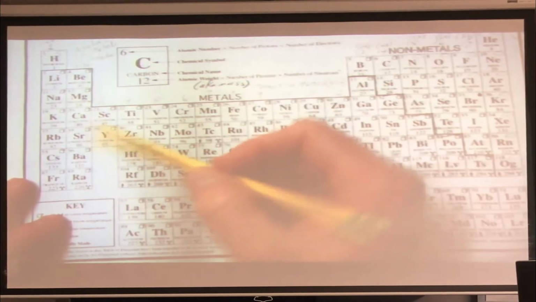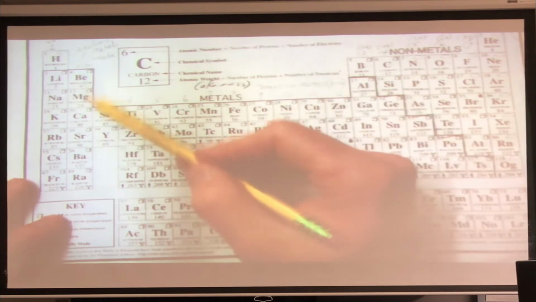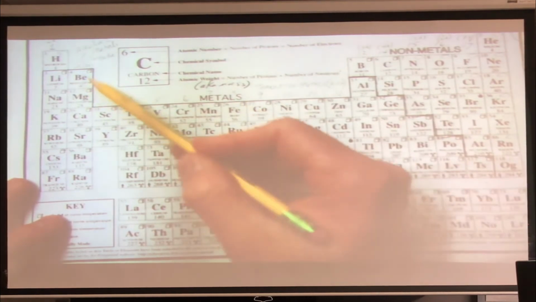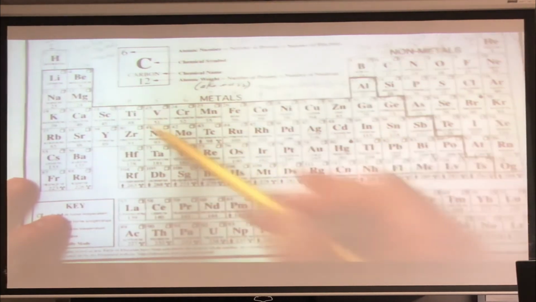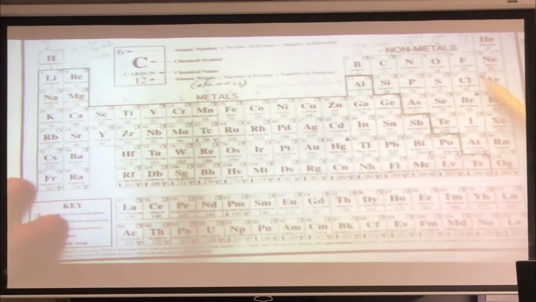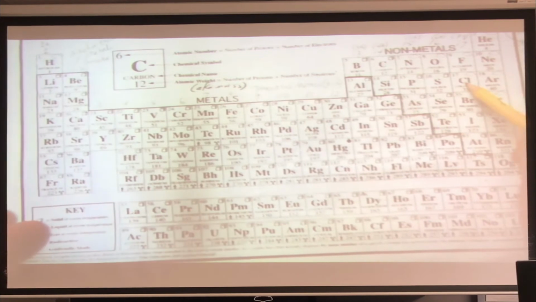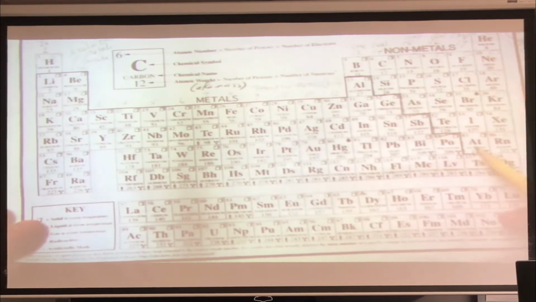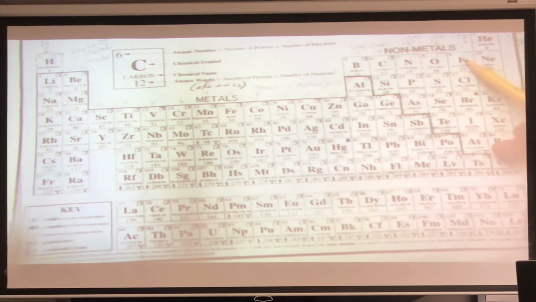Magnesium is here in the second column, which means it has 2 valence electrons. We know it's a metal because it's on the left-hand side, and the nonmetals are on the right-hand side. Iodine is in the same group as chlorine, so it has 7 valence electrons. Here's what it's going to look like.